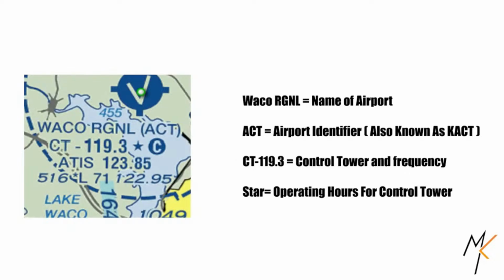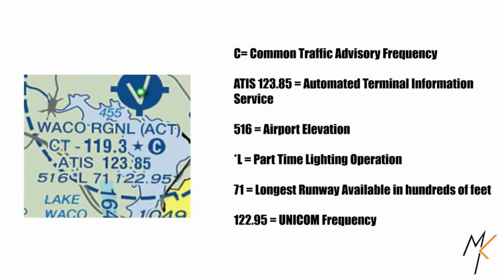The solid blue star means the control tower has operating hours that can be found on the chart supplement or online. The C next to that means CTAF, or Common Traffic Advisory Frequency. When the control tower is closed, the tower frequency of 119.3 is now under CTAF, which you would use to announce your position on the ground or in the air so that other aircraft nearby are always aware that you're in the area.